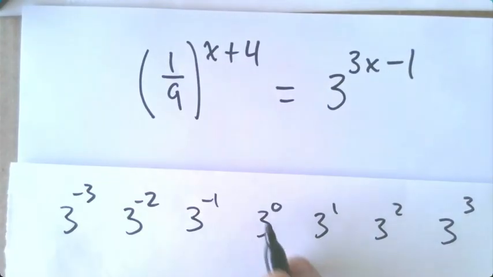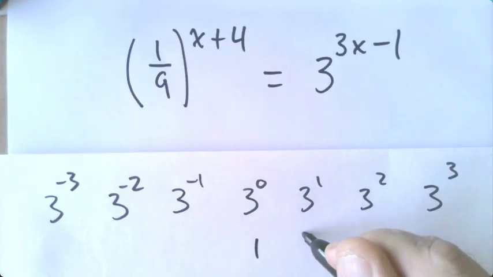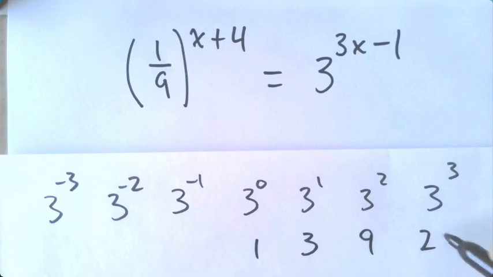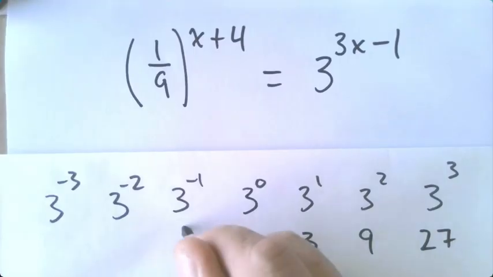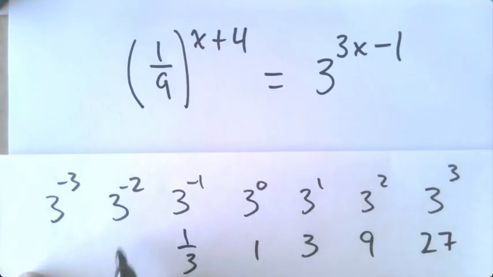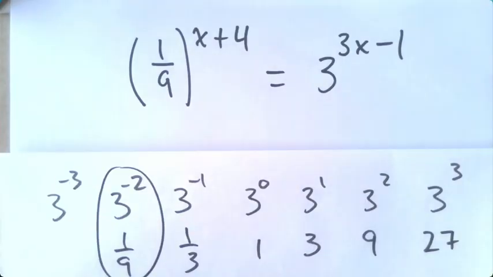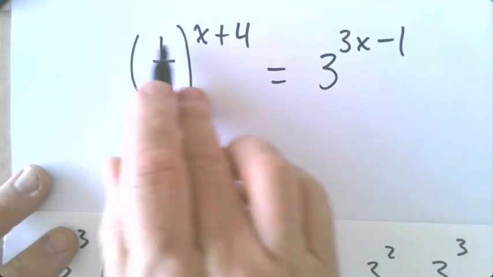Hey, what is 3 to the 0 power? 1. What's this? What's this? What's this? 1 over 3. What's this? 1 over 9. Now, the reason why this is nice is because, do you see this right here? What we're going to do is take this 1/9 and rewrite it.